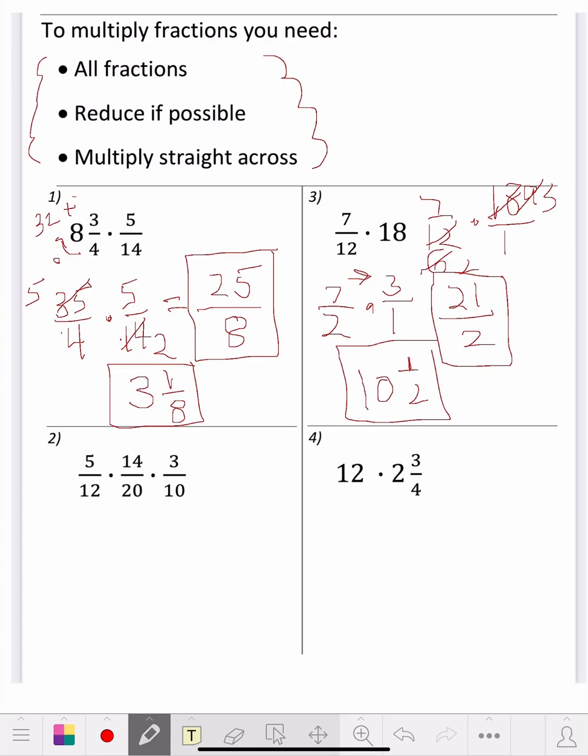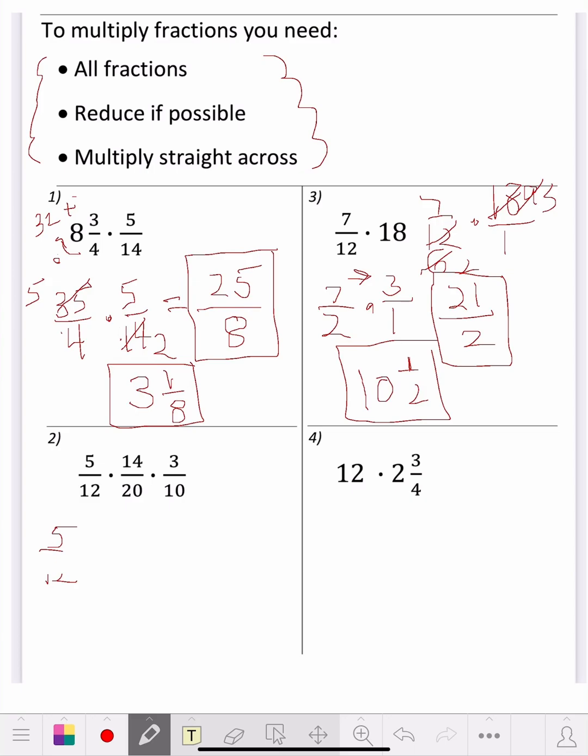So, hey, let's go to the next one. Now, the next one's a little different, okay? Because it's got 3 numbers. You say, wow. Oh, no, sometimes it's easier, okay? So let's work on this, how we got it, okay? So I'm going to rewrite it. I'm going to write 5/12.